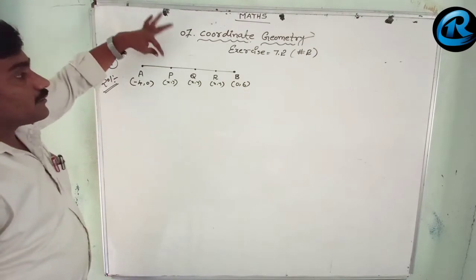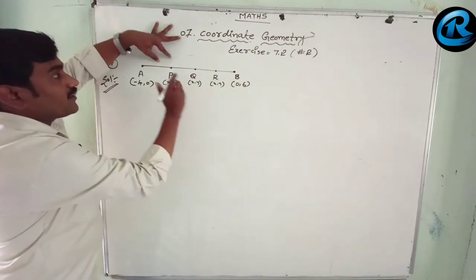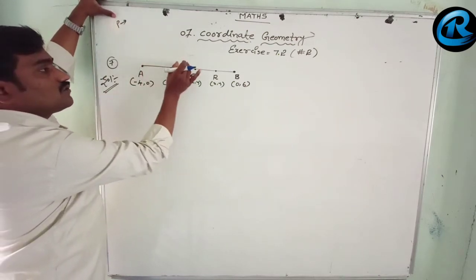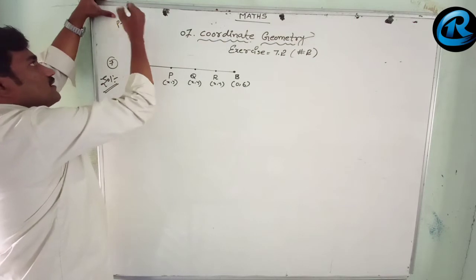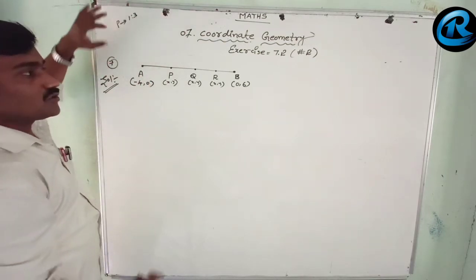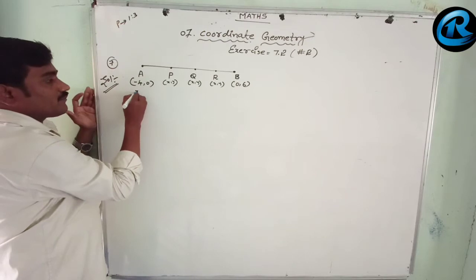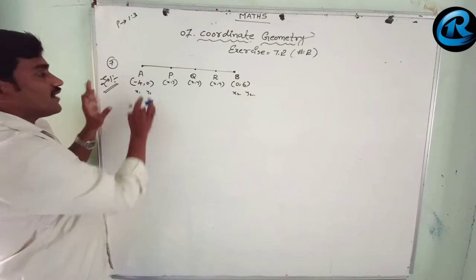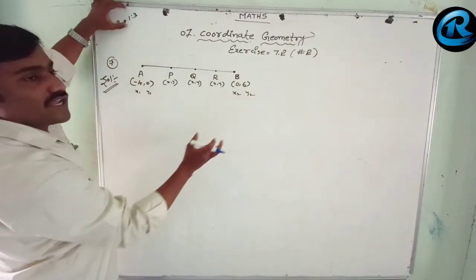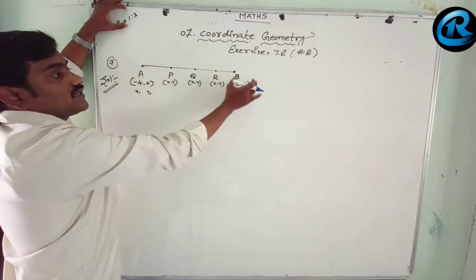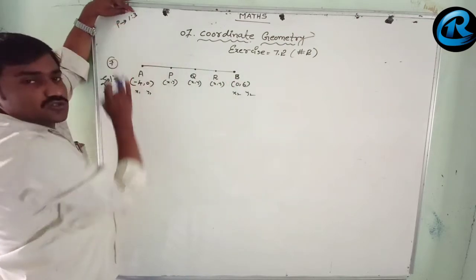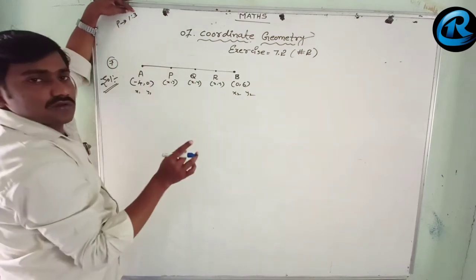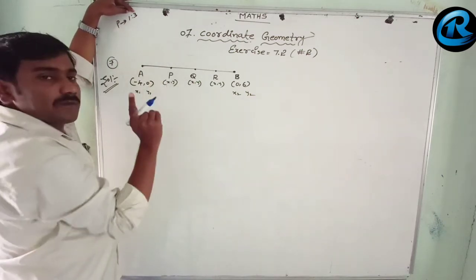Now we know that here P divides this AB line segment 1 is to 1, 2, 3, that is 1 is to 3. Already we have x1, y1, x2, y2. We have 2 points and we have a ratio, that this P divides the given 2 points in the 1 is to 3 ratio. So we have m1 is to m2, x1 y1 x2 y2. By using the section formula we can find out the point P.